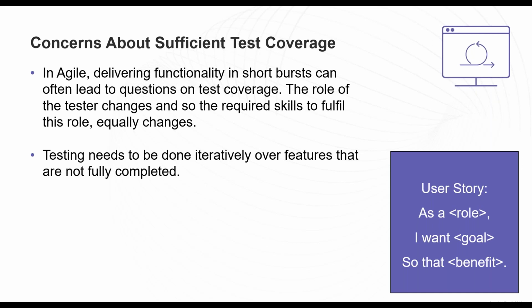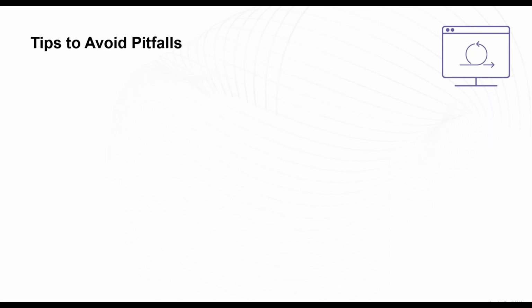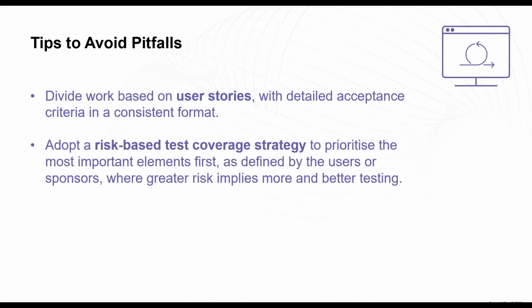Constant iterative changes can also lead to an increased chance of regression issues, and that means that there needs to be more focus on regression testing to make sure that already built features keep on working. So how to avoid issues around coverage concerns? Make sure to divide work based on user stories with detailed acceptance criteria in a consistent format. Make sure that you adopt a risk-based test coverage strategy and that it's agreed with the product owner up front. This allows you to prioritize your most important elements first, as defined by the users or sponsors, where the greatest risk implies more and better testing is needed.